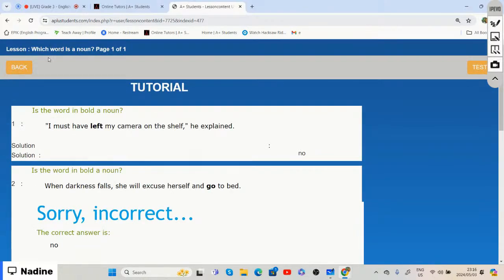So now we're going to say which word is a noun, right? They're going to give you a word in bold, and then you're going to have to say if the word in bold is a noun. If the word in bold is a noun, we will say yes. If the word in bold is not a noun, we will say no, and then we will identify the noun within that sentence.